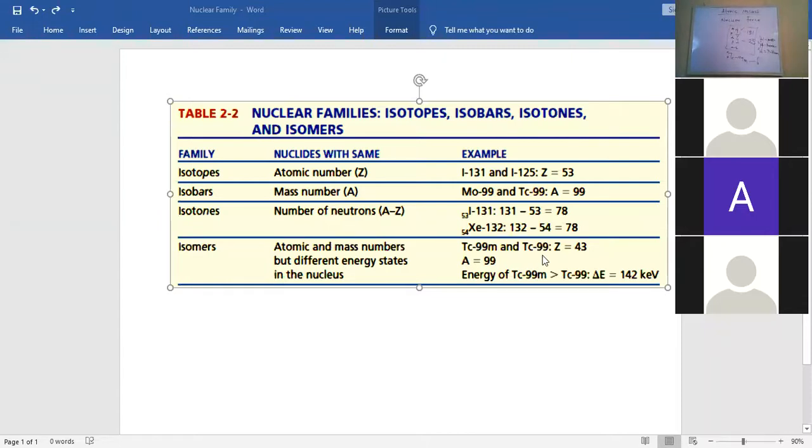If this one decays via isomerism, it is going to give us technetium 99 with a photon of energy 142 kiloelectron volt. We will talk more on that when we get to nuclear medicine. So let's continue with our lecture.